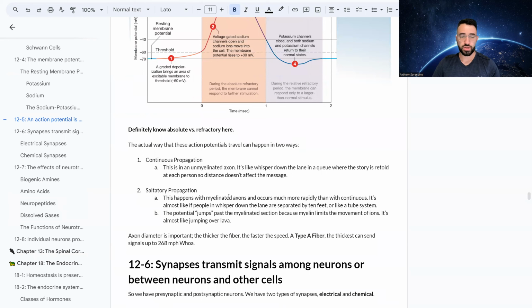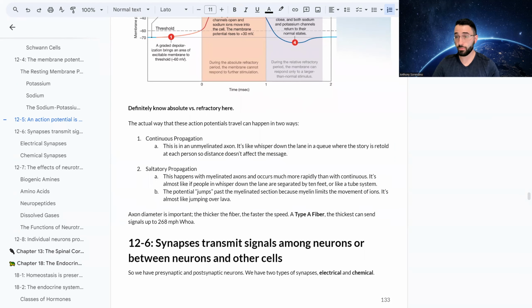We do have continuous and saltatory propagation. Continuous is with an unmyelinated axon. It's like whispered down the lane in a queue of people where the story is retold at each person. So distance doesn't affect the message. Saltatory is similar, but the people are separated by like 10 feet. So you can get the message across a lot faster. It's kind of like a subway system of going from stop to stop. You're going at one, shooting to the other, and then shooting to the next one. It's like a bullet train, all right?